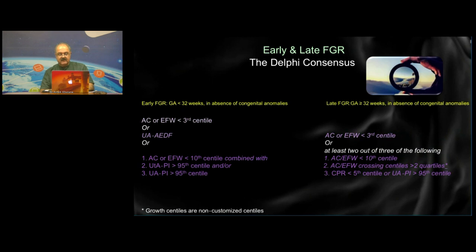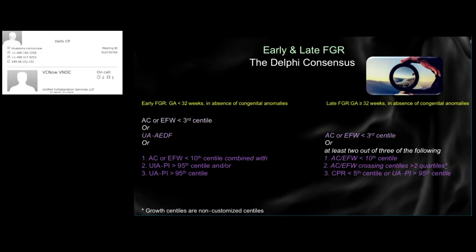And here again, they don't talk in terms of only an abdominal circumference or estimated fetal weight less than third centile, but they've added an or. So even if you have an umbilical artery which is absent end diastolic, what I've listed as 1, 2, 3 in the left column, which is that you add on a uterine artery PI greater than the 95th centile or an umbilical artery PI greater than the 95th centile.